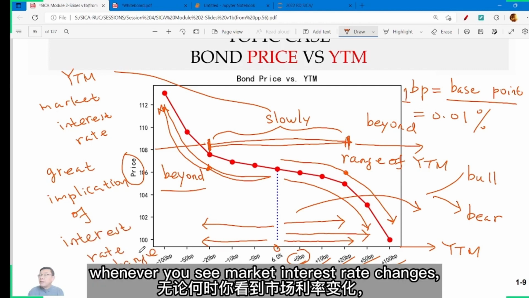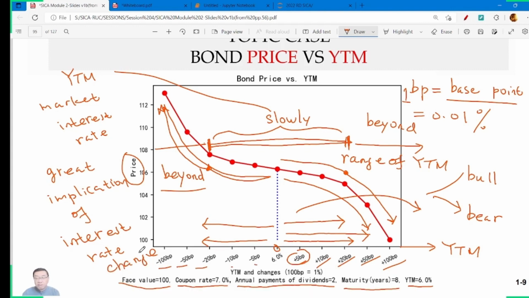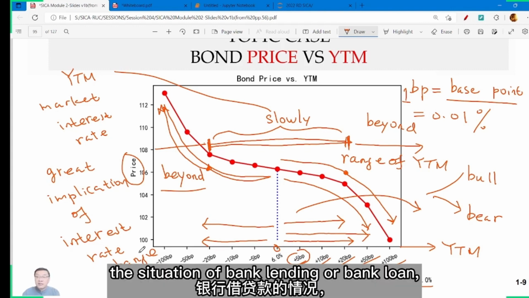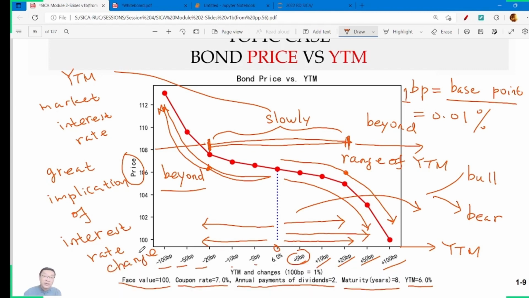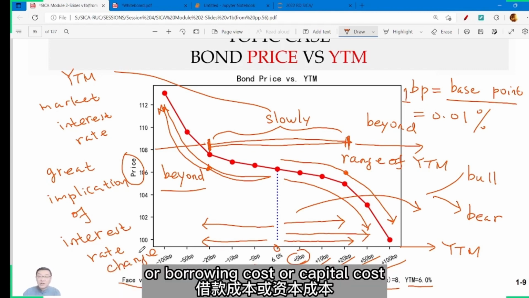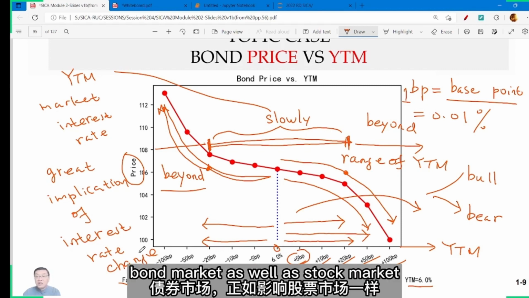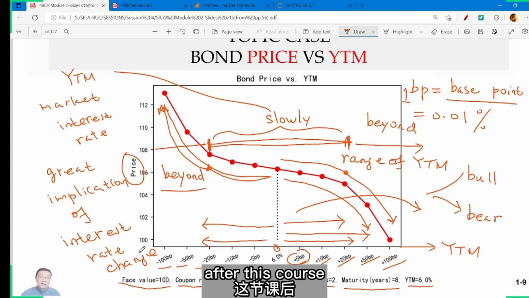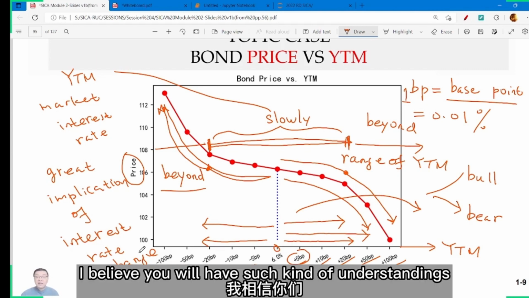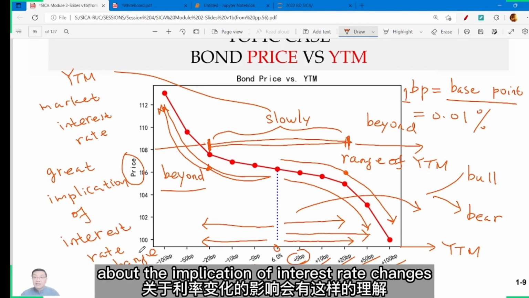Therefore, next time, whenever you see market interest rates change, they not only affect bank lending, bank loans, borrowing cost or capital cost, but also have implications on the bond market as well as the stock market. After this course, I believe you will understand the implications of interest rate changes.